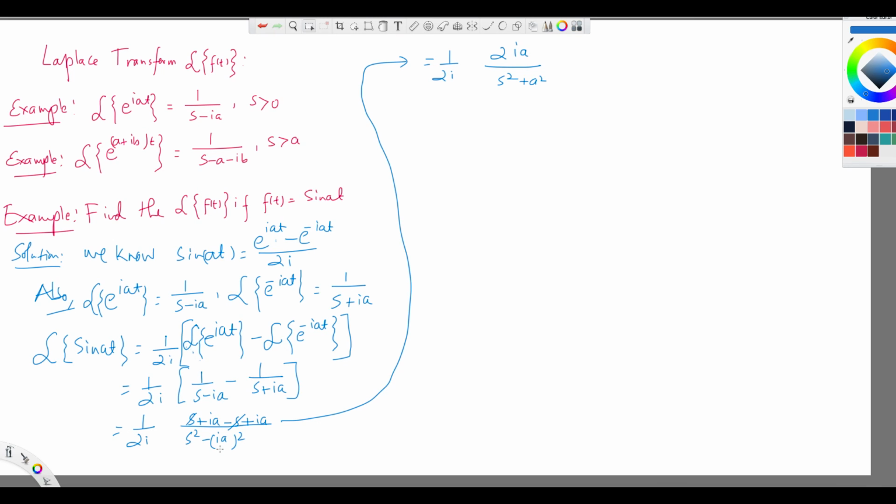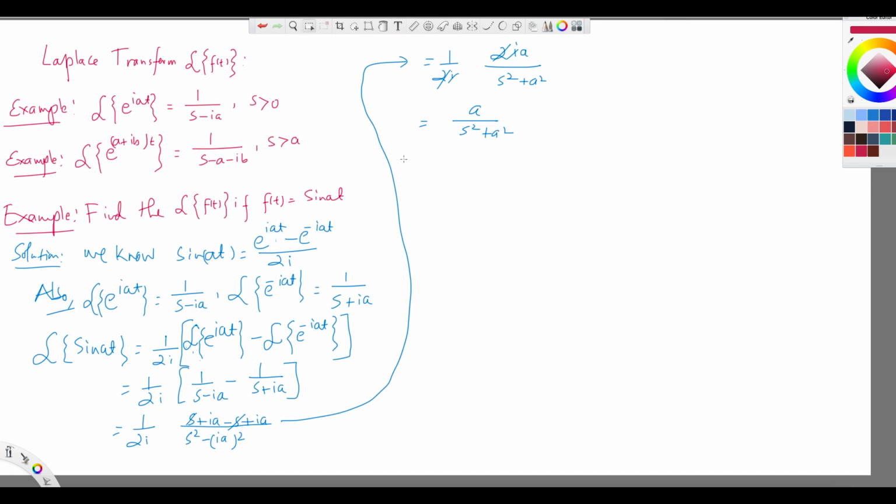But what is the value of i squared? i squared is the imaginary unit, right? So i squared is negative 1. So negative 1 times negative is positive 1, and then a squared only. Now you cancel 2 with the 2, and then i with the i, right? So basically you get a over s squared plus a squared. That's what you get. All right.